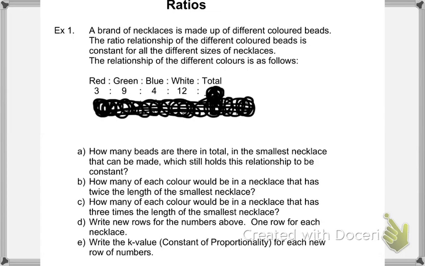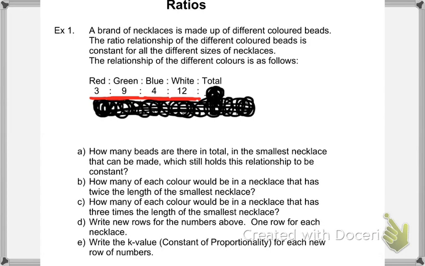So let's read this example. A brand of necklaces is made up of different colored beads. The ratio relationship of the different colored beads is constant for all the different sizes of necklaces. The relationship of the different colors is as follows. So when there's 3 red beads, there are 9 green beads and 4 blue beads and 12 white beads. How many beads are there in total if the smallest necklace that can be made, which still holds this relationship to be constant?